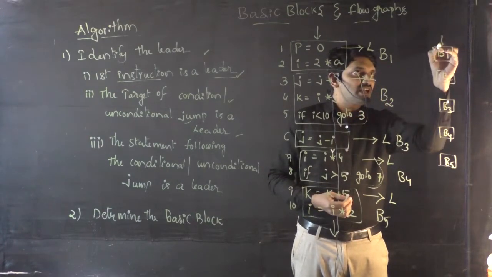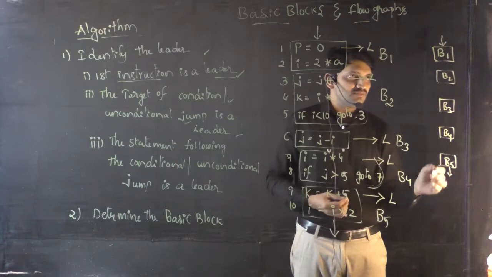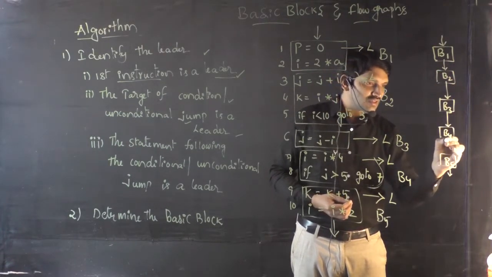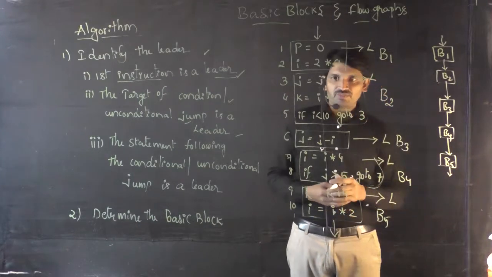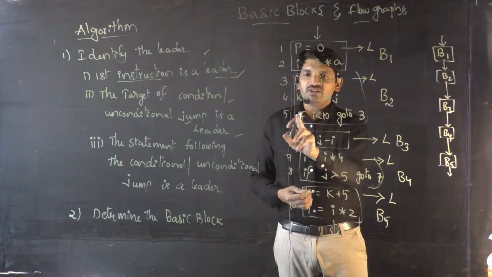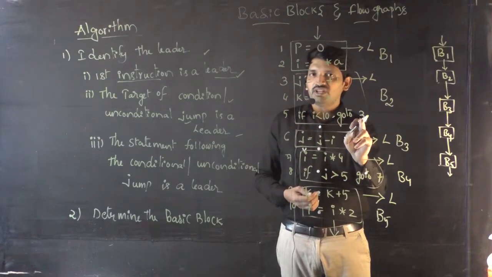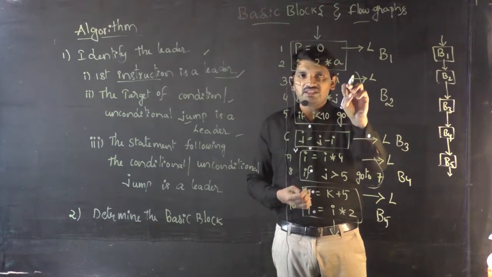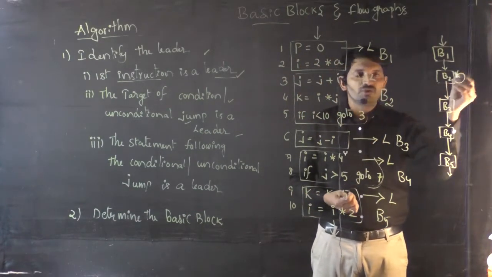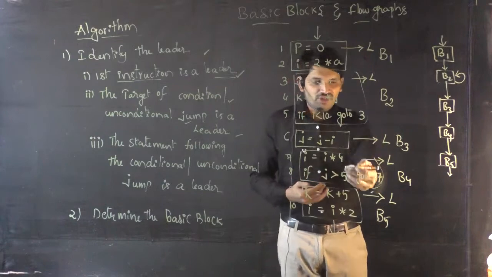So this is the entry and this is the exit. First we have to draw the control flow like this. Then you can find from B2, if I less than 10, this is the 5th instruction, go to 3. But unfortunately 3 exists in this particular block only. So we have to keep a self loop.